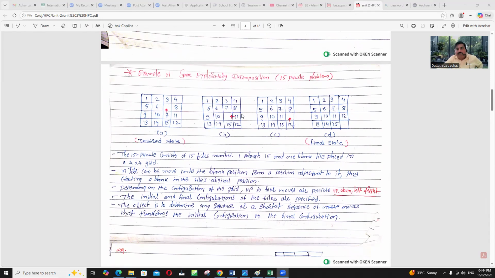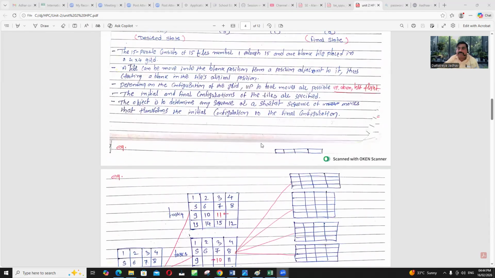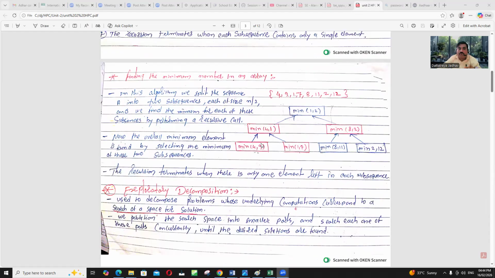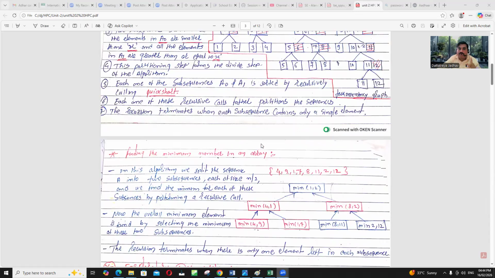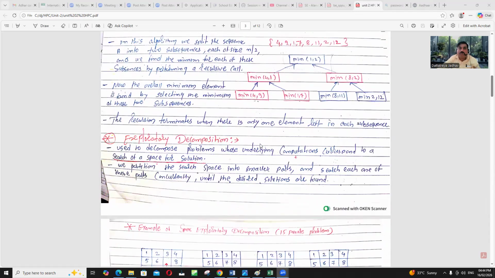So we get a number of ways to reach the final stages. So rather than one solution, we get a number of solutions by moving and that parameter. So we say that the puzzle is one of the best examples for explaining the exploratory concept related with the decomposition. So first we go with the recursive, find out the parameters related with the recursive decomposition, and then we go with the exploratory decomposition.